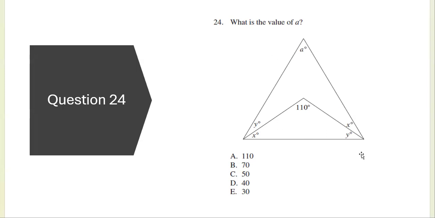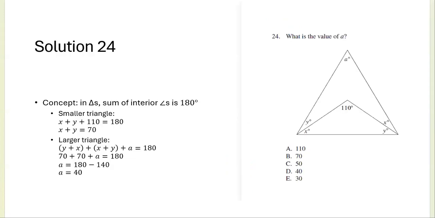Now the bigger triangle, well, look, X plus Y, this is the whole angle here, plus another X plus Y, plus A must be 180. We found what X plus Y was just now. It was 70, yeah? So 70 plus 70 plus A is 180. So A is 180 minus 140, which is 40. Answer is D. All right, that was hopefully easy.